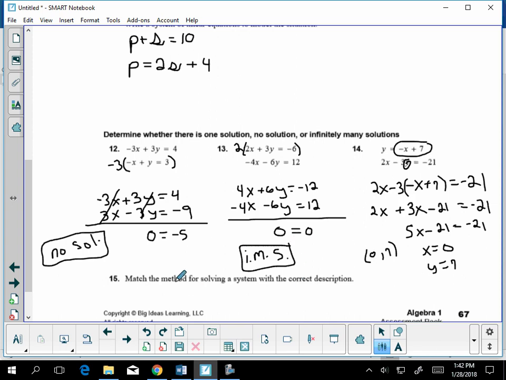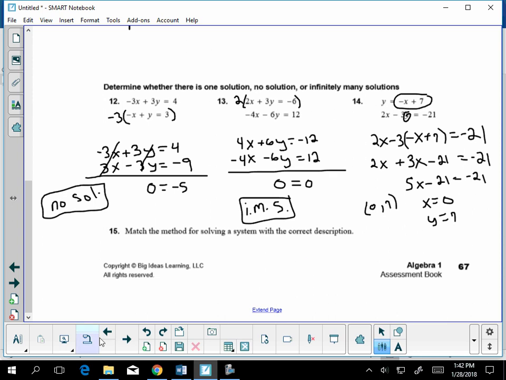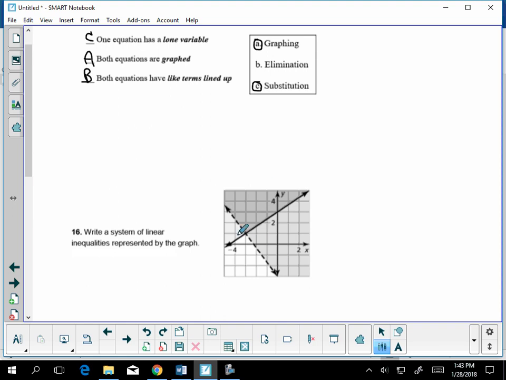Looks like the directions got cut off here. That's fine. Match the method for solving with the correct description. All right. Both equations are graphed. Well, that one's easy. I'm going to start with the easy one. That would be A. One equation has a lone variable. That means it's solved for. That's substitution. You have an x equals or a y equals. And both equations have like terms lined up. Well, elimination.